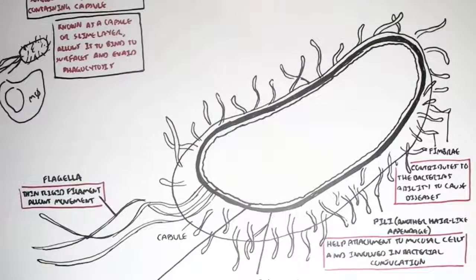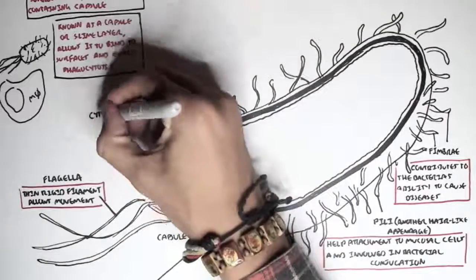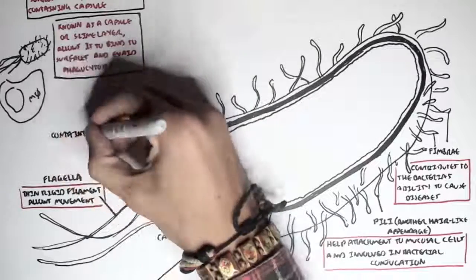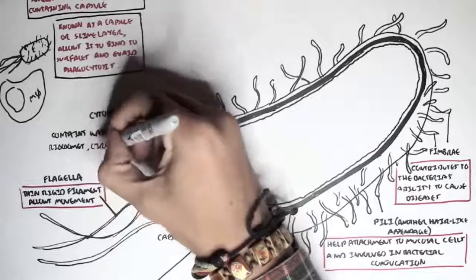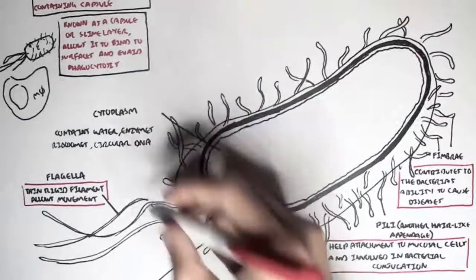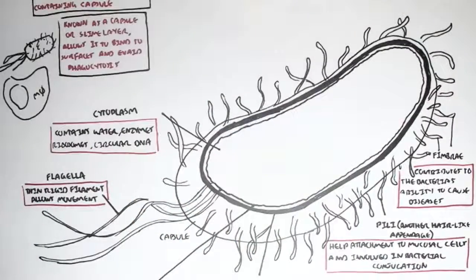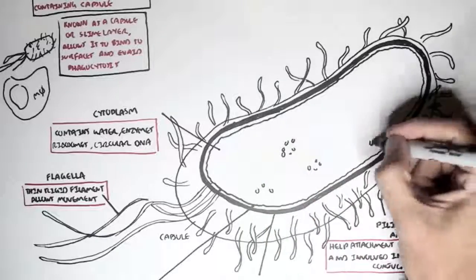So now that we know about the layers the bacteria has, let's look at the cytoplasm of a bacteria. Cytoplasm contains water, enzymes, ribosomes, and circular DNA. And this is the fundamental difference between a bacteria and a eukaryote, or human, for example.